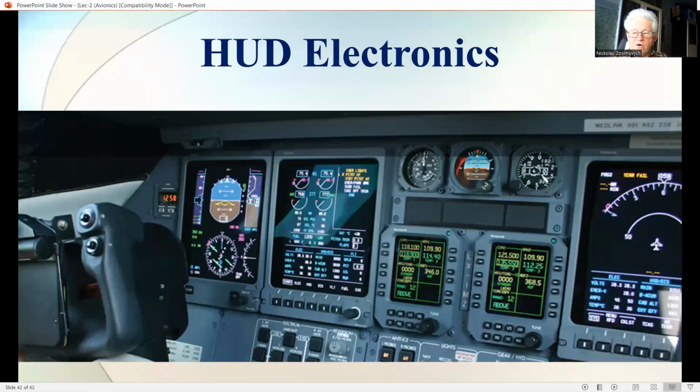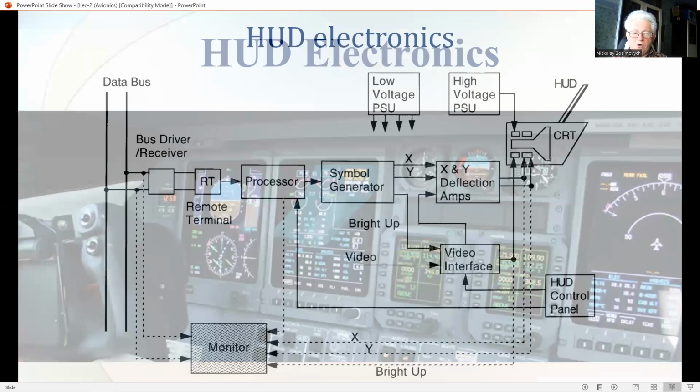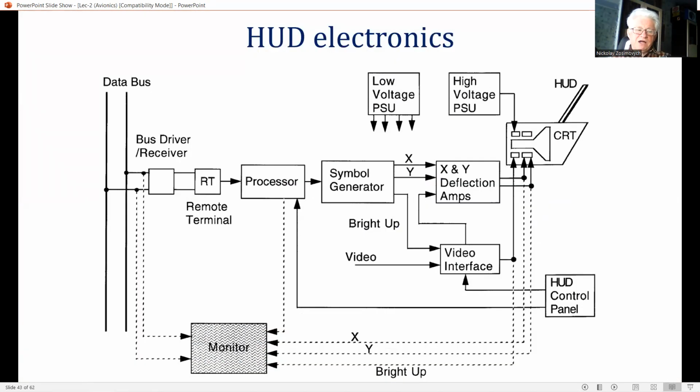Next topic of lecture, HUD electronics. The basic functional elements of a modern HUD electronic system are shown in the next figure on this slide. These functional elements may be packaged so that the complete HUD system is contained in a single unit, as in the Typhoon HUD above. The system may also be configured as two units, namely the display unit and electronics unit.